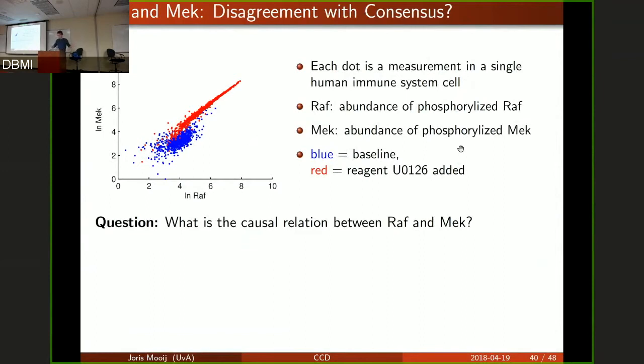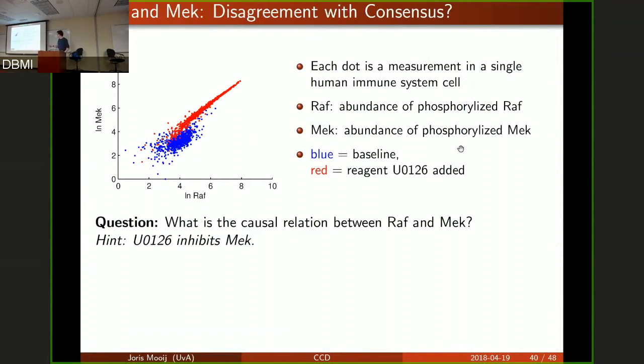So now, to the causal inference experts in the audience, what is the causal relation between Raf and Mek? Can you derive it? Can you see it by looking at this data from the information I gave you? Yeah, okay. So you could try fitting an additive noise model or whatever, maybe to answer this question without knowing that. But indeed, if you have that background knowledge, it becomes easier. So, a hint: U0126 inhibits Mek. You add a reagent that inhibits Mek. In that condition, the Mek levels are what? Yes. Okay. That's the first thing to note.